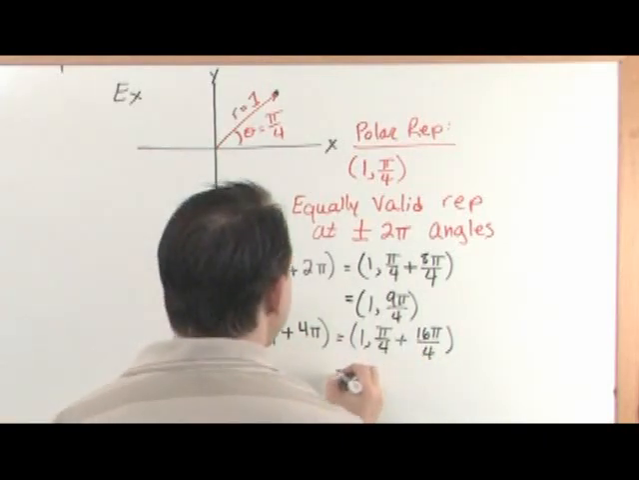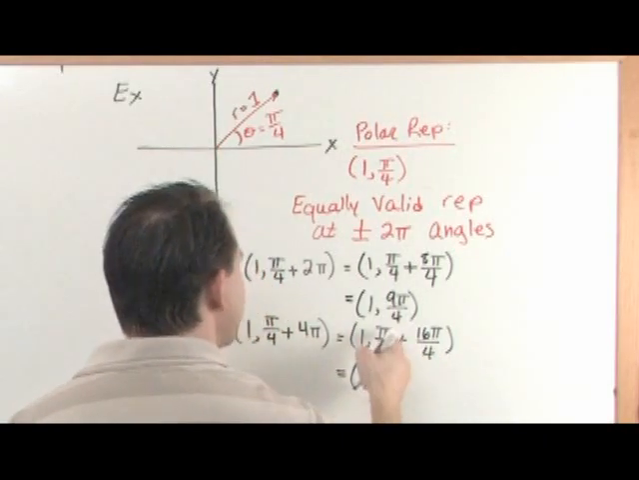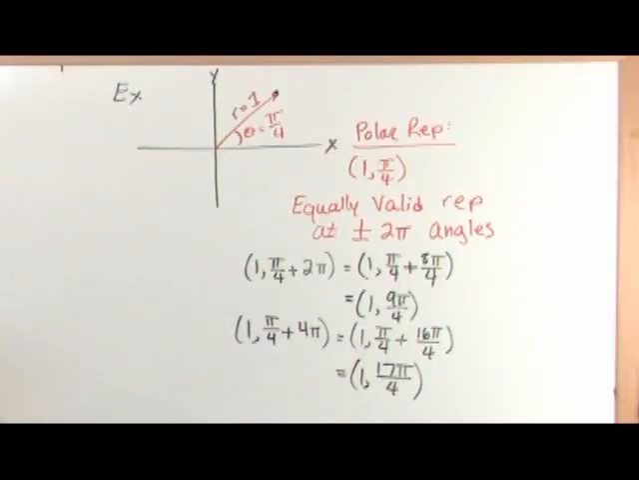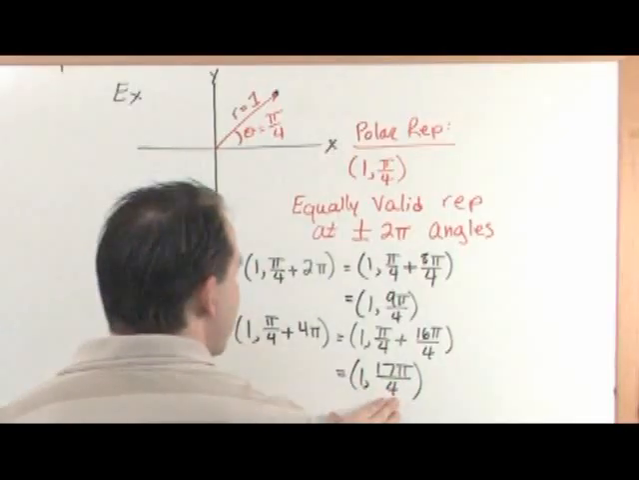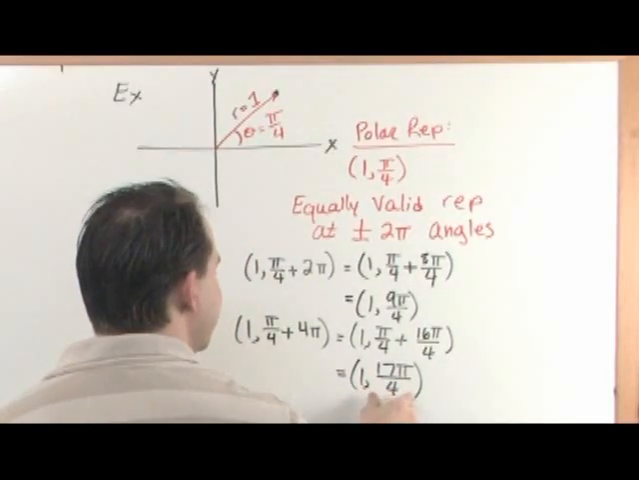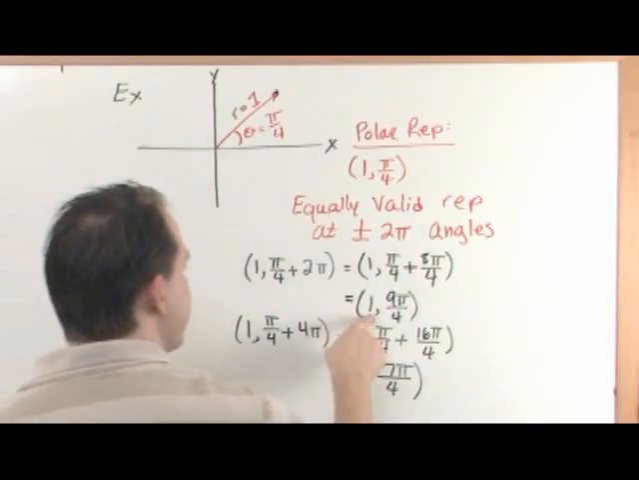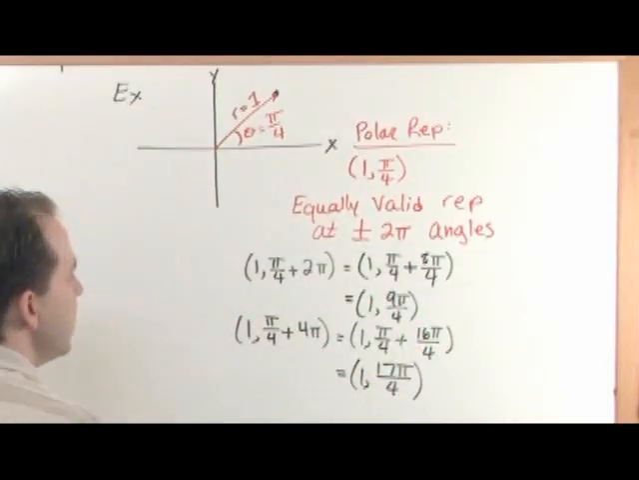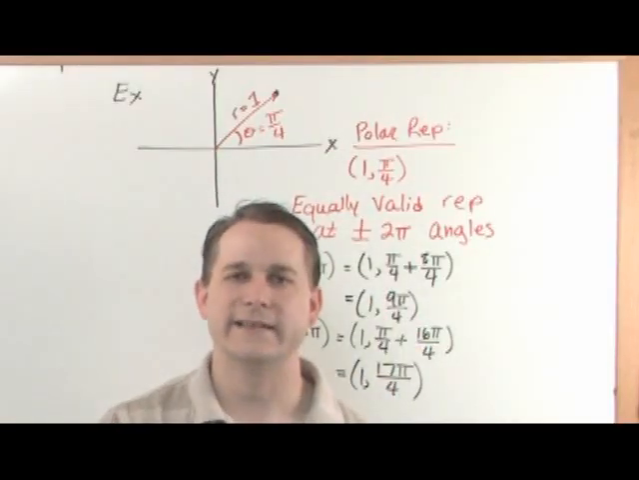So what would that be? That would be 1 comma pi plus 16 pi is 17 pi divided by 4. So this representation, 1 comma 17 pi over 4 for the angle, this representation, 1 comma 9 pi over 4, and the original representation, they look different, but they're exactly the same thing.